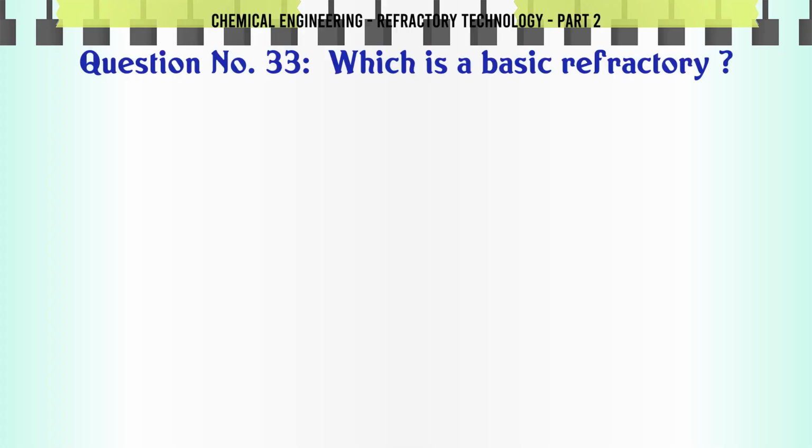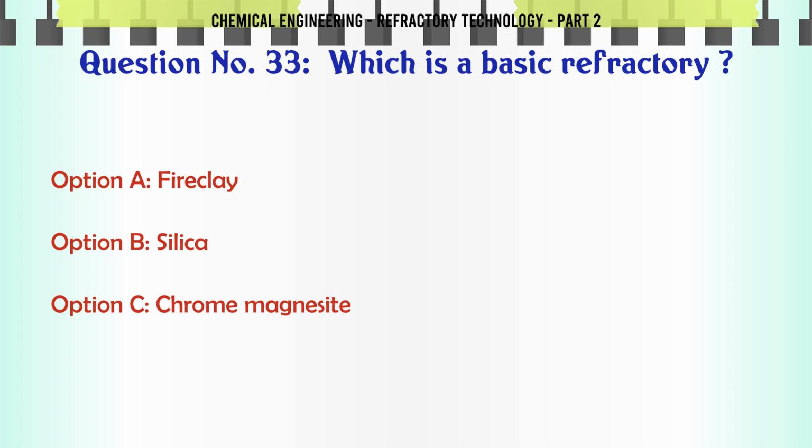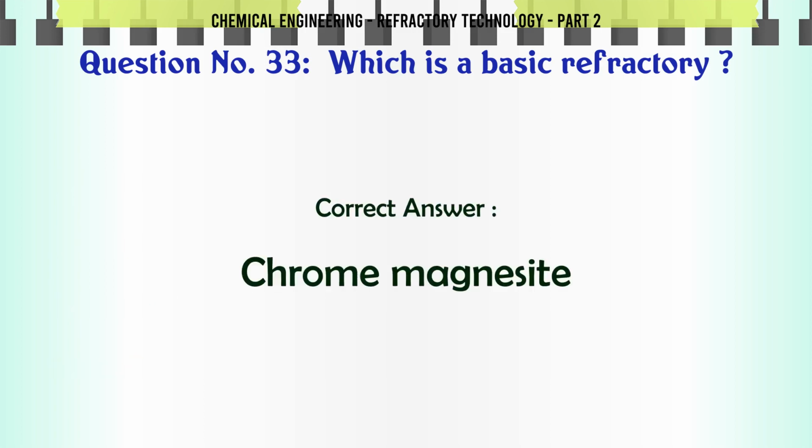Which is a basic refractory? A. Fireclay. B. Silica. C. Chrome magnesite. D. None of these. The correct answer is chrome magnesite.